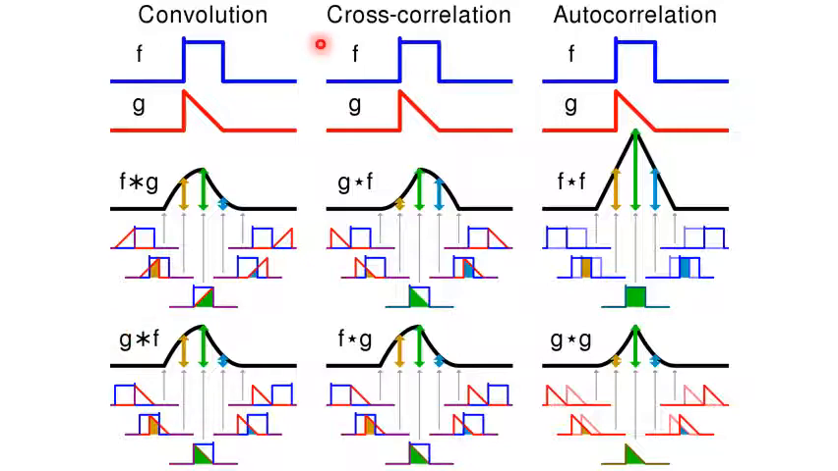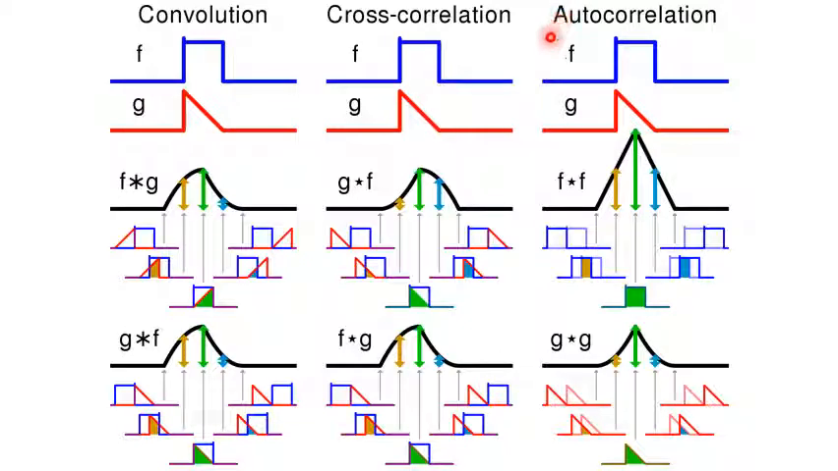The other relevant operation is cross correlation. The difference between correlation and convolution is that correlation does not reverse the signal of g. Correlation will generate a different shape of output. But more importantly, cross correlation is not commutative. So the order of f and g will lead to different results.